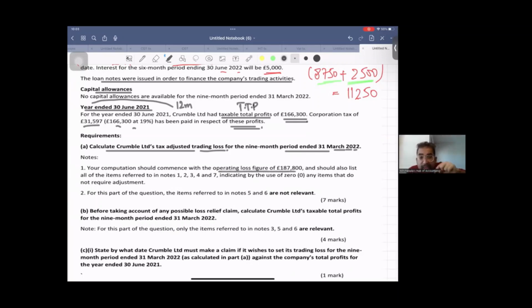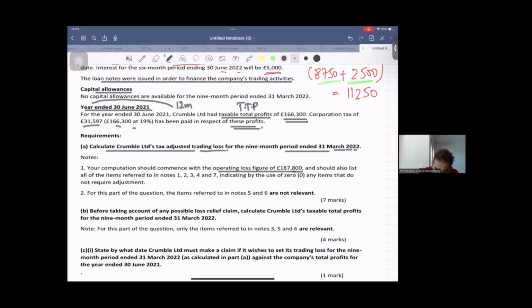Always read the instruction from where you have to start. So you need to start from operating loss figure, that is 187,800.